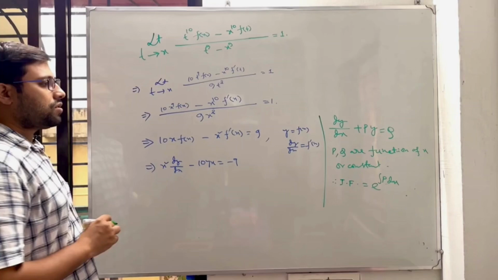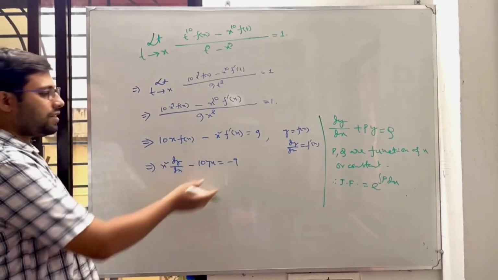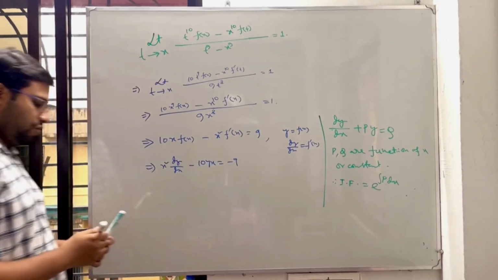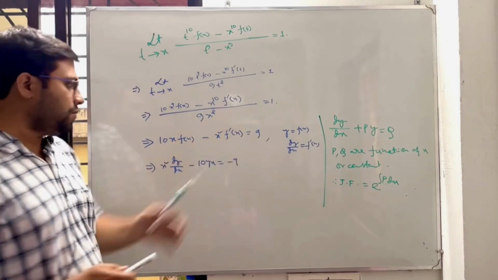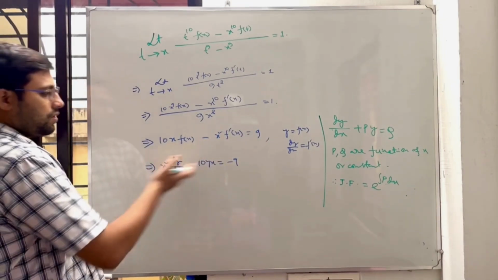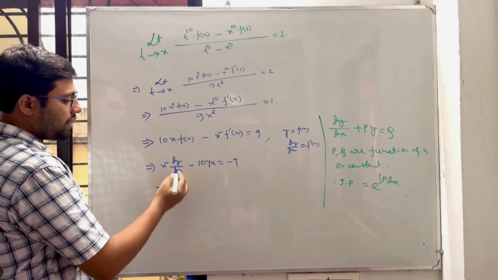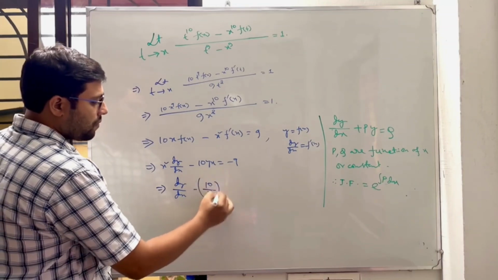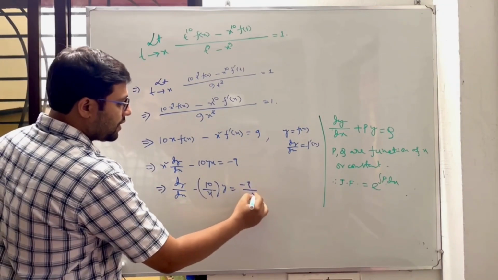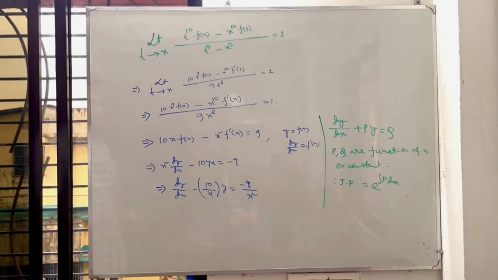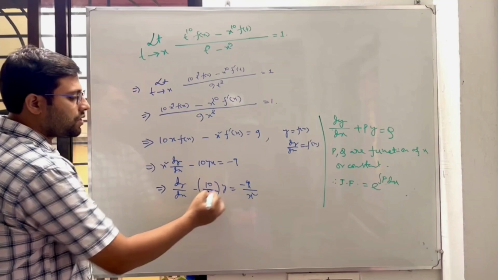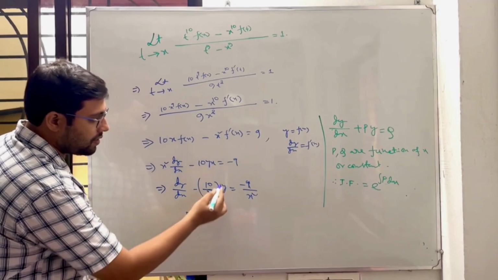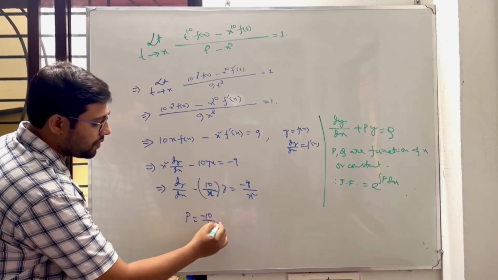Okay, so now look at these things. This equation till now is in this form. So to make this in this form, I have to divide this equation on both sides by x^2. So this becomes dy/dx − (10/x) y = −9/x^2. Okay. So now it becomes a differential equation of linear form, and here p is −10/x.